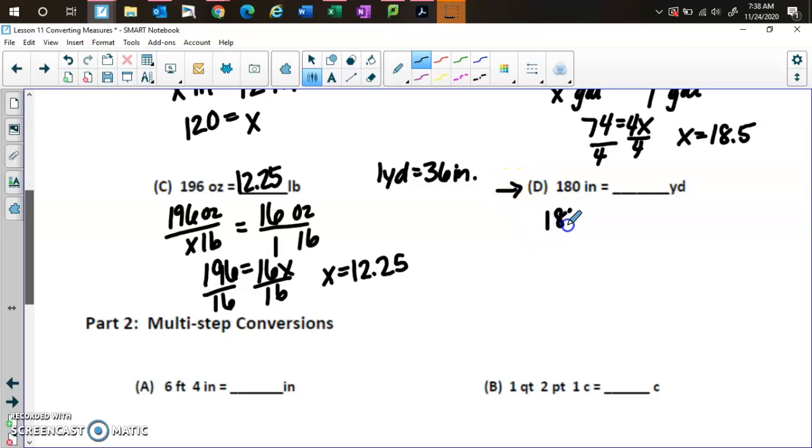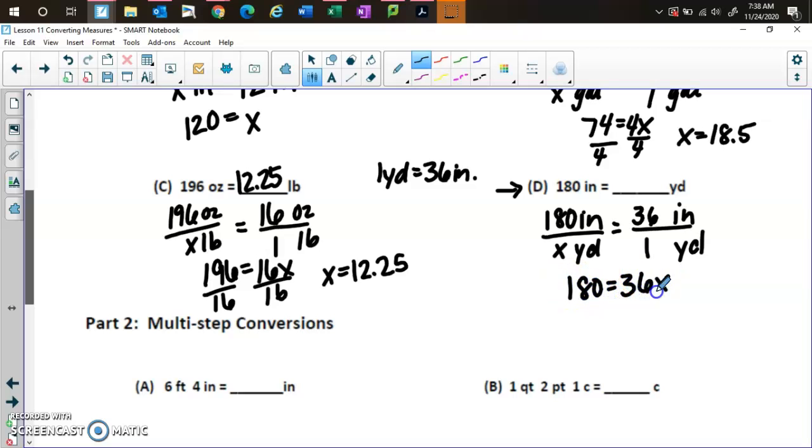Solving this one, you're going to do 180 inches over x yards. Start off with what you're given: inches over yards. Conversion, we know there's 36 inches in 1 yard. Cross multiply, 180 equals 36x. Remember, I'm just going across here. Divide by 36, and you get x equals 5. So 5 yards.